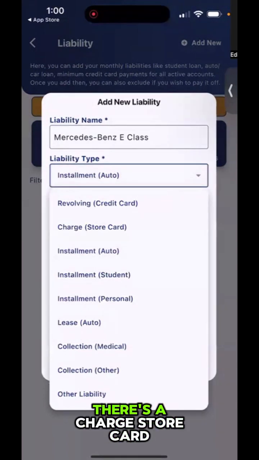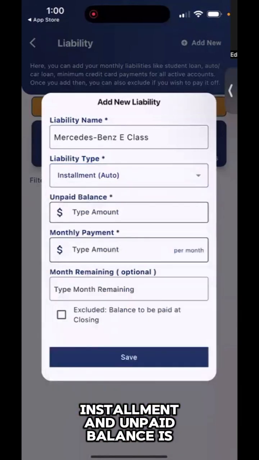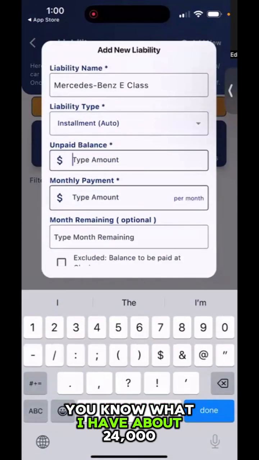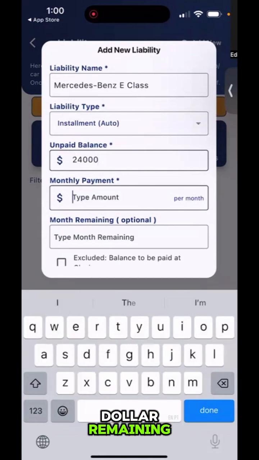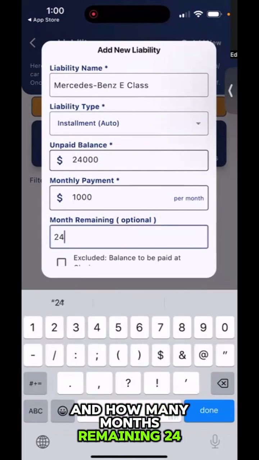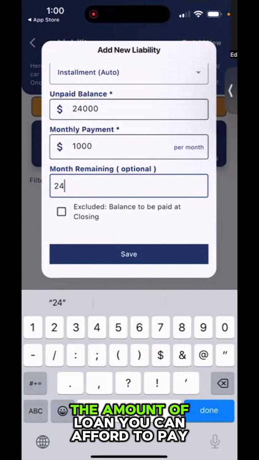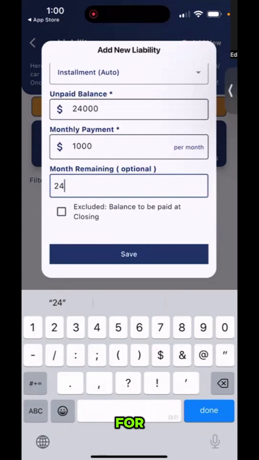There are different types of loans. There's revolving credit, there's a charge, store card, there's an installment auto, there's an installment student, there's a personal loan installment, or there's a lease. I'm not talking about the lease, I'm talking about the auto loan installment. And unpaid balance is like, you know what, I have about $24,000 remaining, and my monthly payment is $1,000. Okay. And how many months remaining? 24.